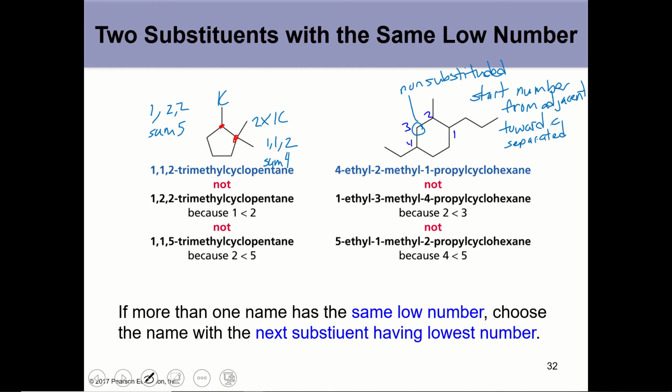So if we do start from the carbons that are adjacent, then we get 1, 2, 3, 4 with substituents at 1, 2, and 4. If we had started from the carbon that was separated instead of the carbons that are adjacent, then we would have gotten 1, 3, 4, which is incorrect. So 4, 2, 1 adds to 7. 1, 3, 4 adds to 8, and 5, 1, 2 adds to 8. And the first answer given is the correct answer.